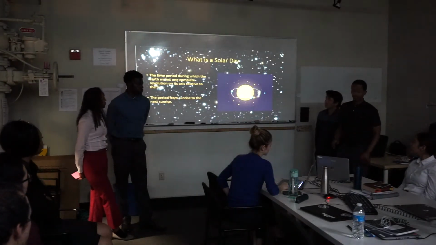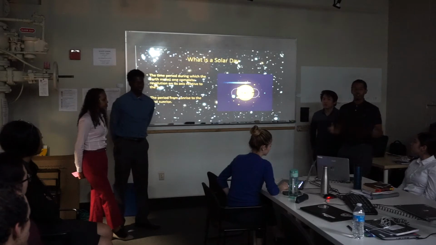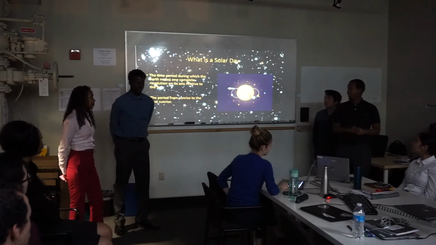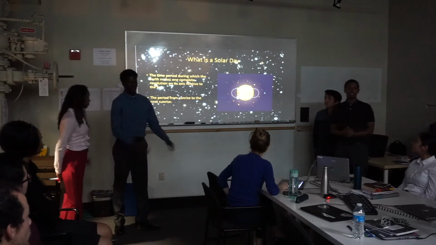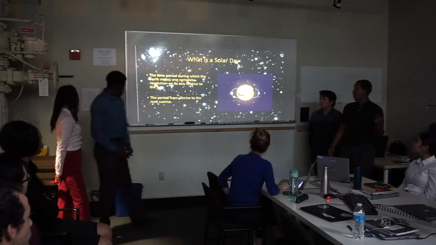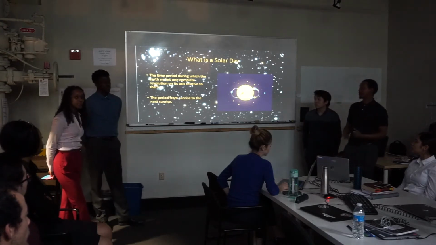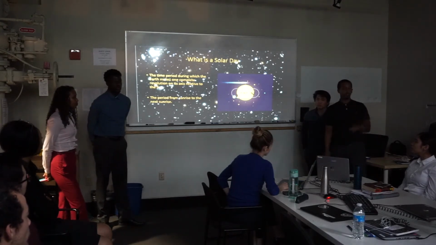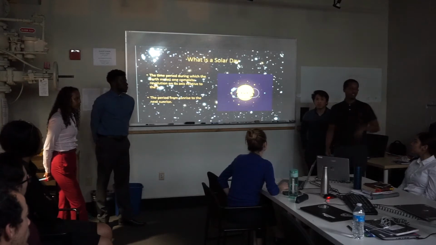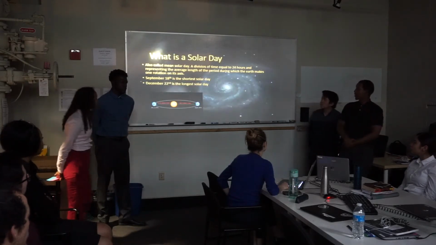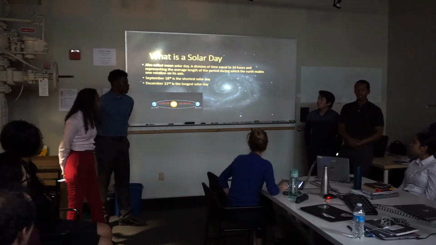So a solar day is a time period during which the Earth makes a complete revolution. So a solar day is the time period in which the Earth makes a complete rotation around its axis relative to the sun. It's the period from sunrise to the next sunrise. So it's not when the sun rises and the sun sets, it's a complete cycle. So it's also called a mean solar day.